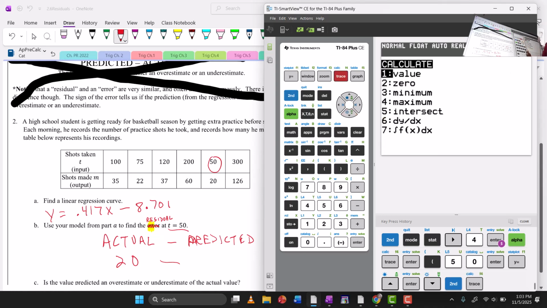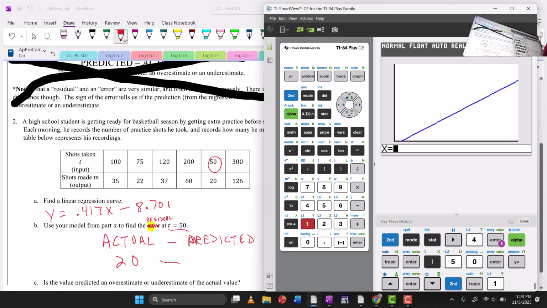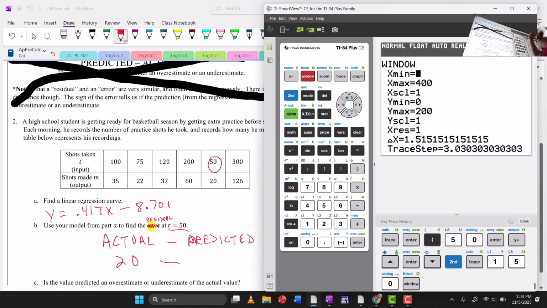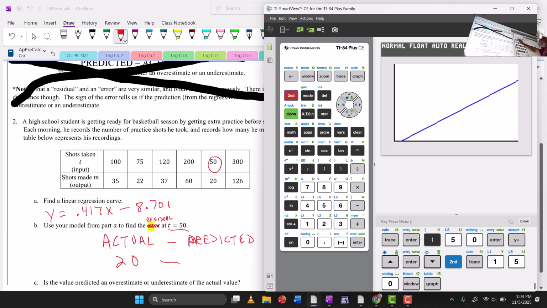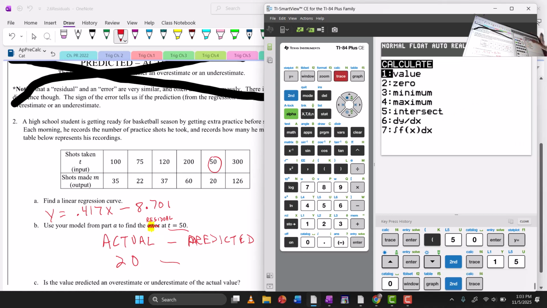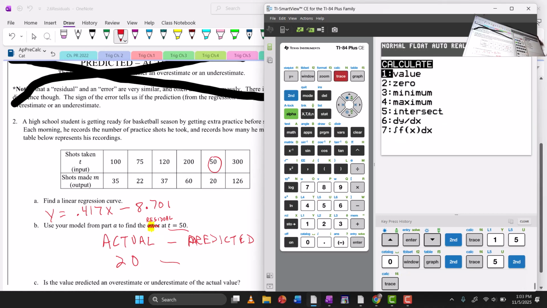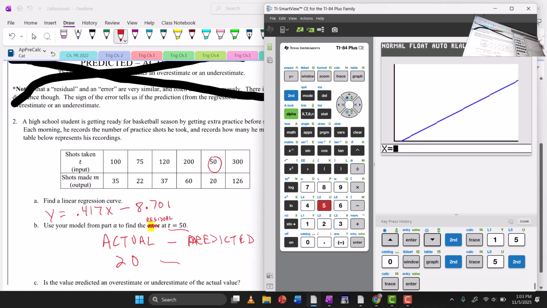Here's another thing. Second, calculate value. So I can also do it in this graph as long as 50 is in my prescribed window settings. Yes, 50 fits between 0 and 100 or 400. So when I go to the graph and it's second trace, by the way, second trace has been accessed all year long. Min, max, intersect. We've done this all year long in this menu. Shucks. Second calculate. I didn't hit value. Good thing I said shucks.